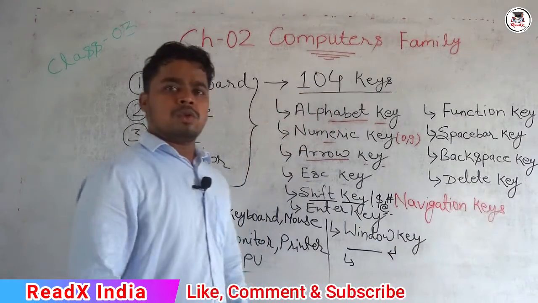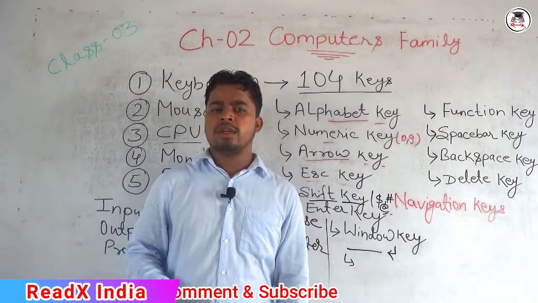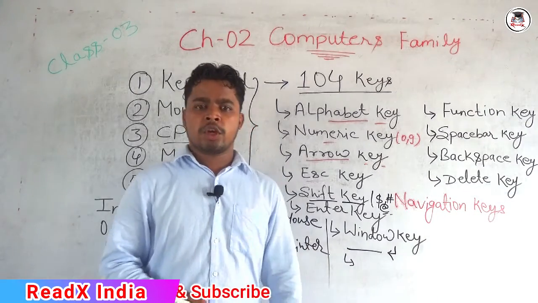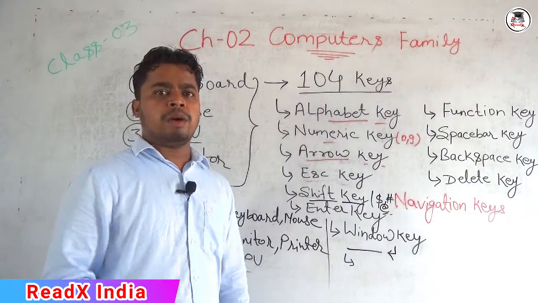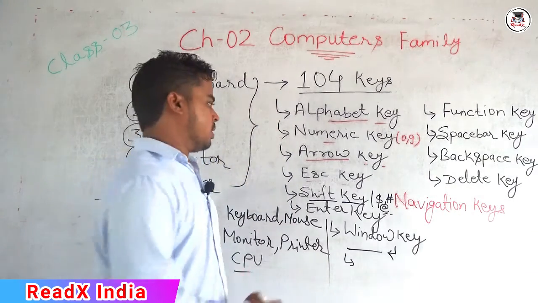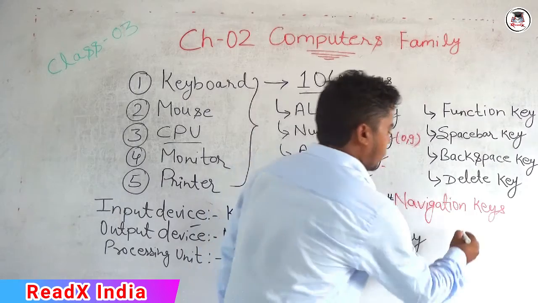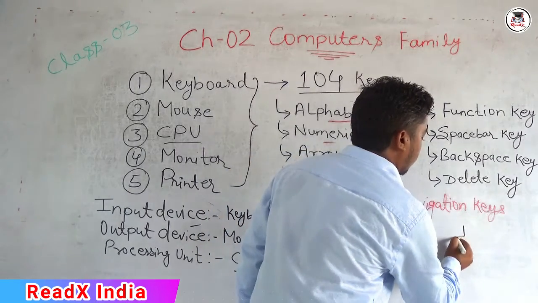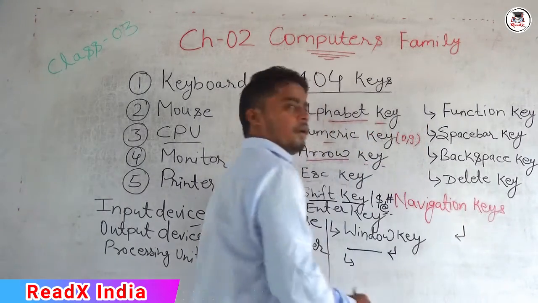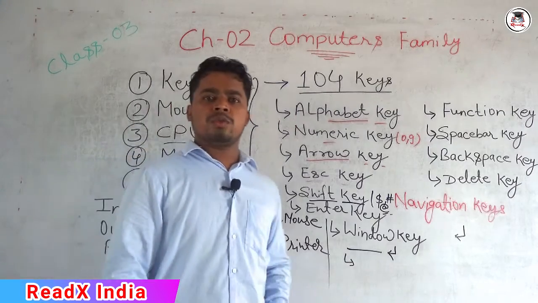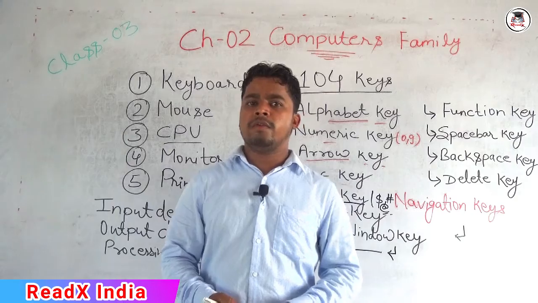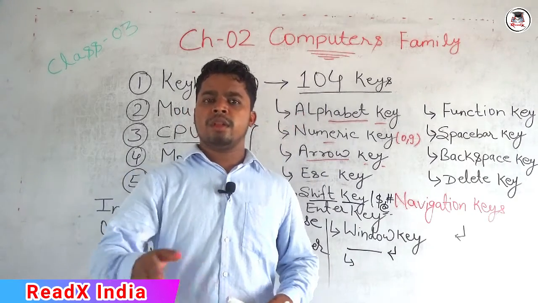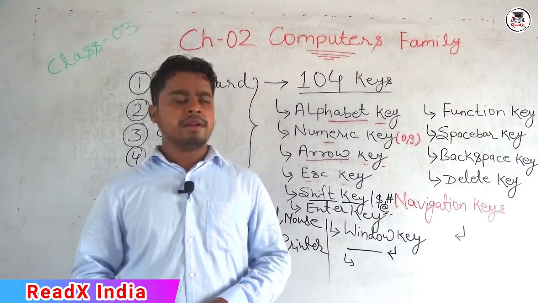There are two enter keys present on the keyboard. The first one is a bit above and a bit to the right of the spacebar key, and on the enter key you will find a symbol like this. Those keys are used to enter the next line, and the second enter key is present with the numeric keys on the right side.